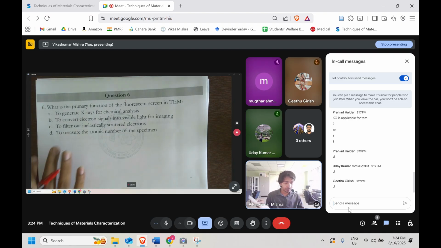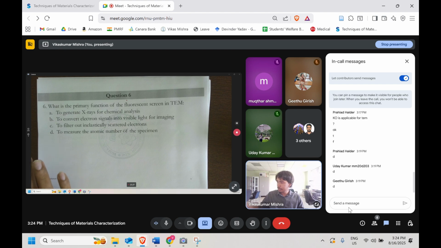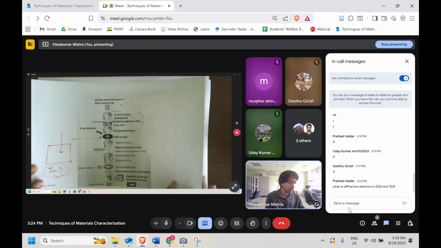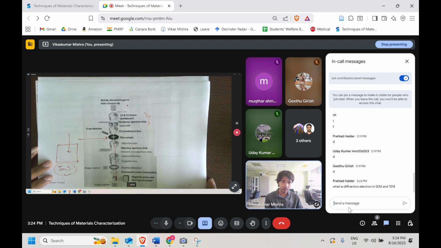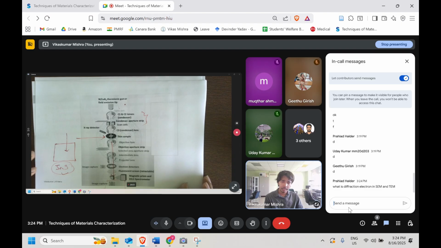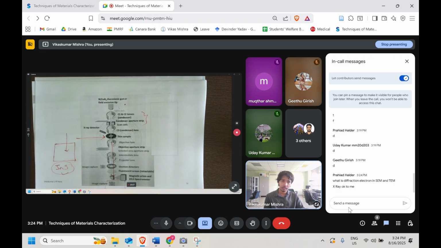Okay, so now let's try to answer question number 6. What is the diffraction electron in SEM and TEM? What is a diffraction electron? It is the signal which is coming from diffraction. We know that in the case of X-ray also, it will diffract, right? And X-ray is going to diffract provided the condition of Bragg's law is satisfied.